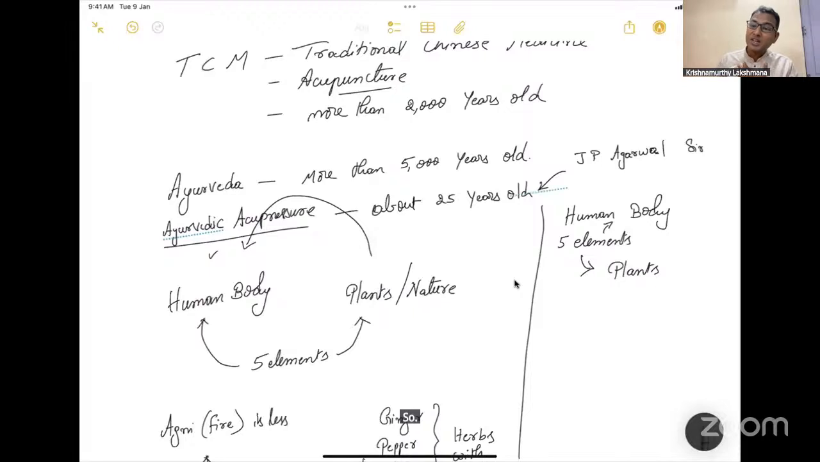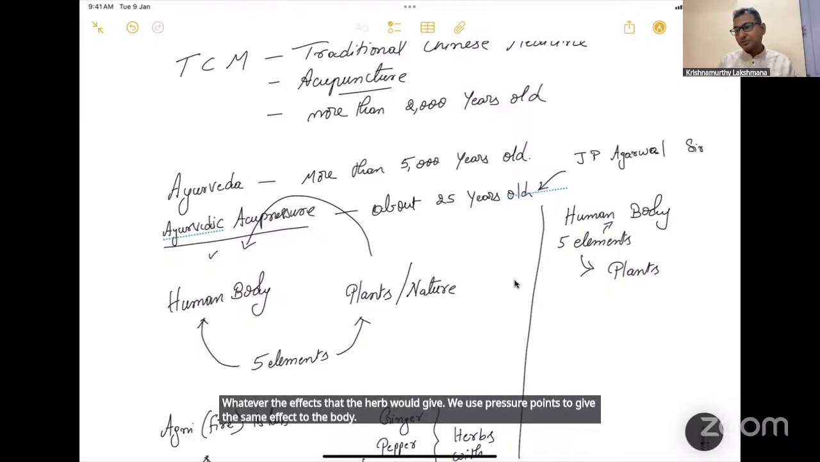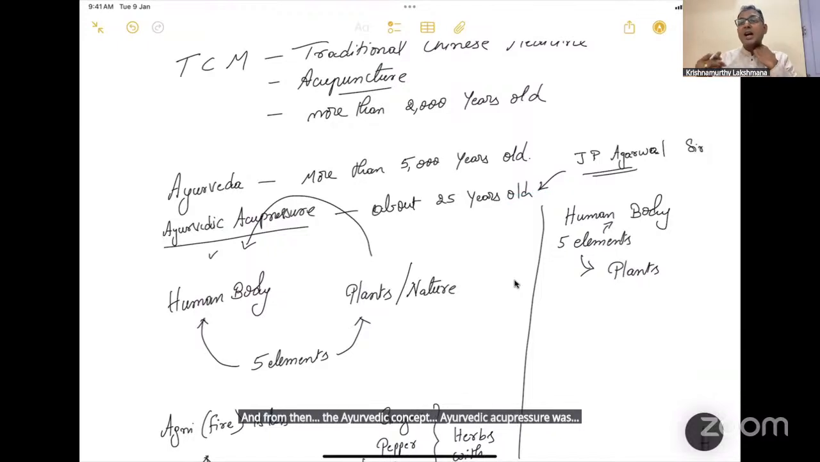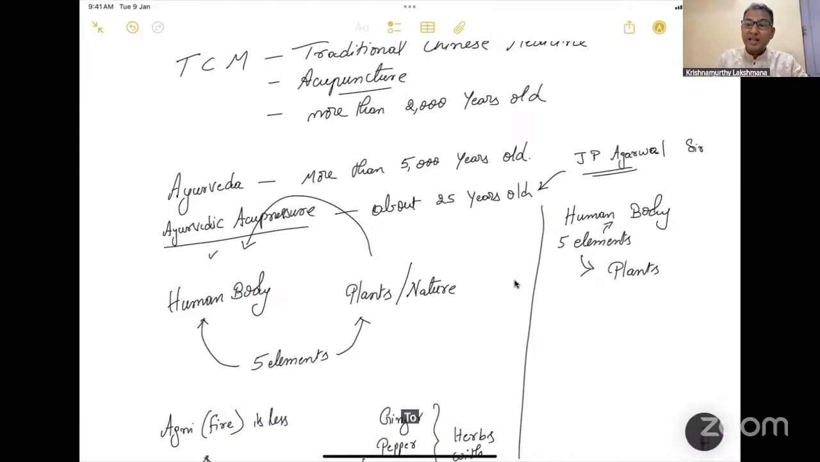So he is the current president of our Sansthan, ASPIS. It was his vision, his thinking, of converting the herbal effects, whatever effects the herb would give, into pressure points that give the same effect to the body. And from then, the Ayurvedic concept, Ayurvedic acupressure, was born. It is an invaluable gift to mankind by our Sansthan.